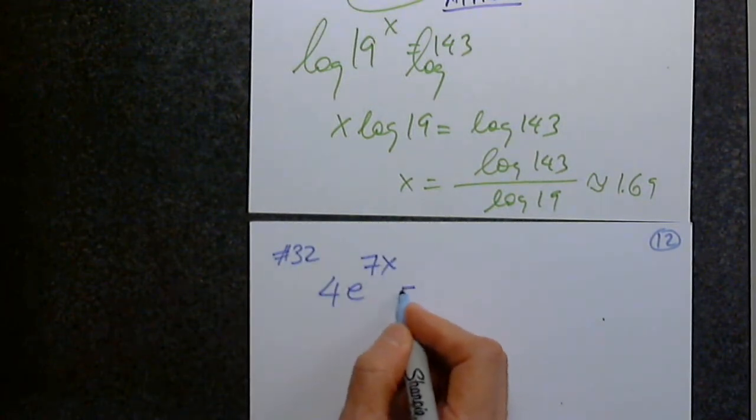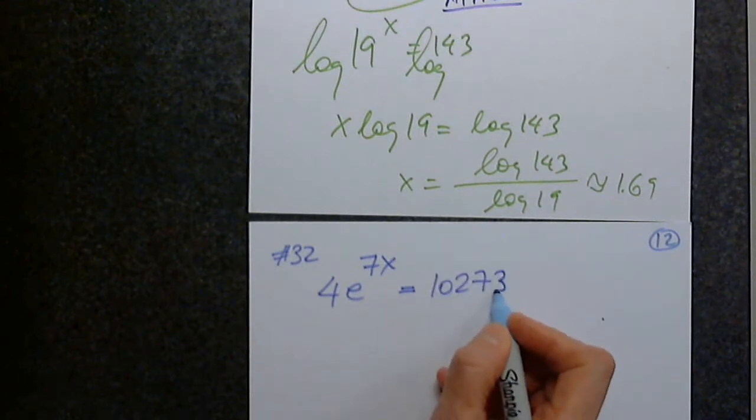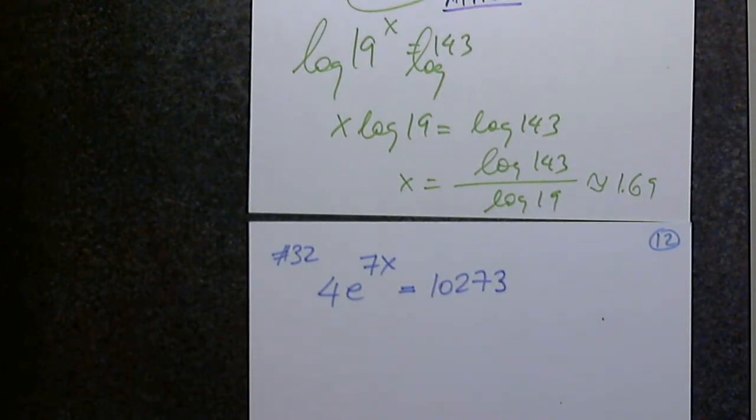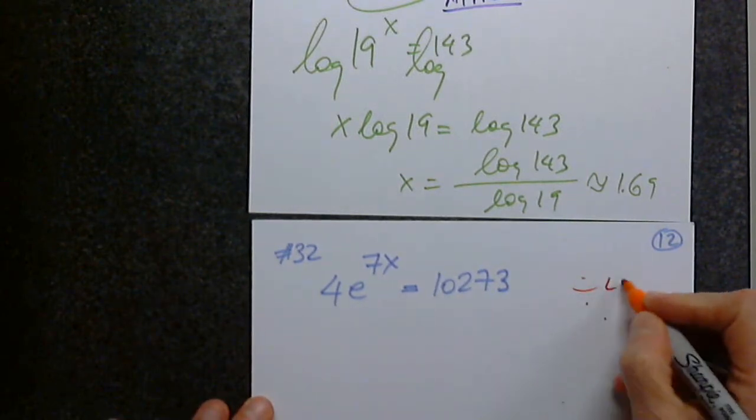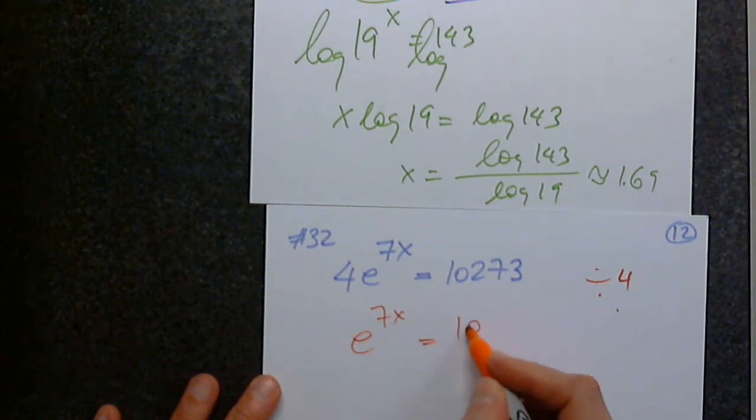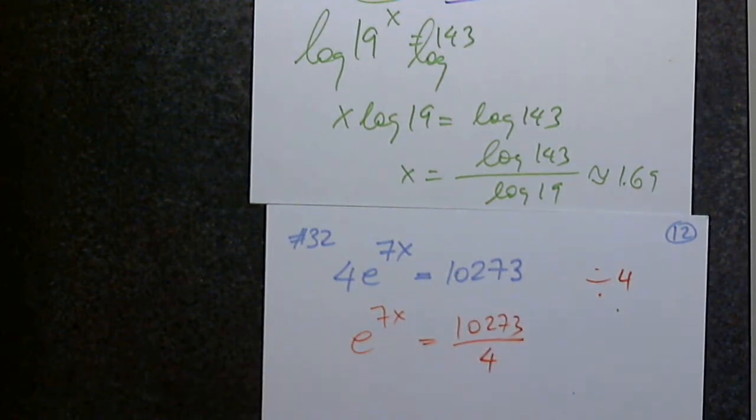4e to 7x equals 1,273. So we're trying to solve this equation for x, of course. So what do I need to do first? Look at it carefully and say something you always ask us to do first, if there is a need. What is it? Exactly, of course. Clean it up. Excellent. So we have e to 7x equals 1,273 over 4. Don't calculate anything. What now?